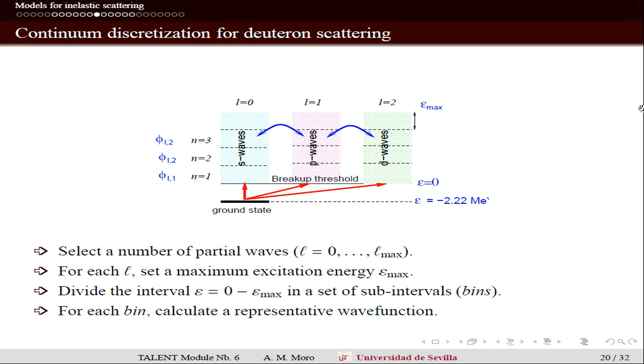So we select a number of partial waves, for each L a maximum excitation energy, and then for each of these truncated continua, we divide it into intervals, sub-intervals that are bins. And for each bin, we calculate a representative wave function of the kind that we have shown before, making, for example, this average technique. So this is a continuum discretization applied to deuteron scattering.